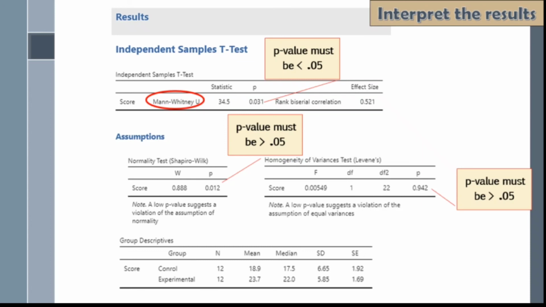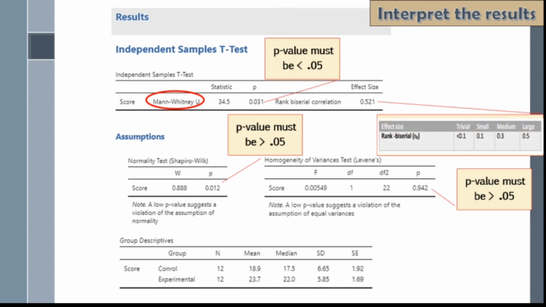In Mann-Whitney U-test, we use the rank biserial correlation. Here is a guide for interpretation. If you get less than 0.1, the effect size is trivial. If you get 0.1, the effect size is small. If you get 0.3, the effect size is medium. And if you get 0.5, the effect size is large. For the descriptive statistics, instead of mean and standard deviation, the one that you should report is the median.